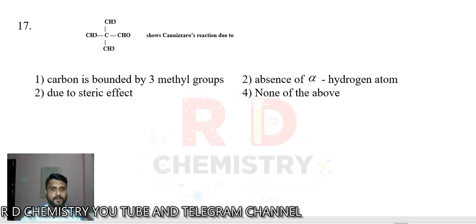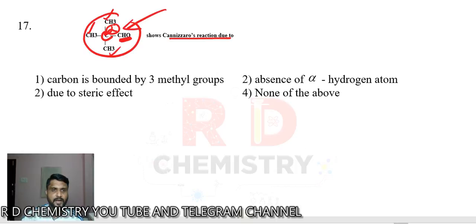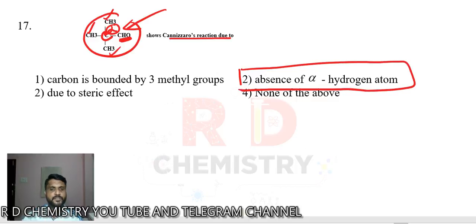Question number 17. The compound is given like this: a carbon atom attached to CH3, CH3, CH3. With respect to the functional group CHO, the next carbon is alpha. This shows the Cannizzaro reaction. This alpha carbon atom does not have an alpha hydrogen. Therefore, it can undergo the Cannizzaro reaction. That means there is an absence of the alpha hydrogen atom. Okay, right?